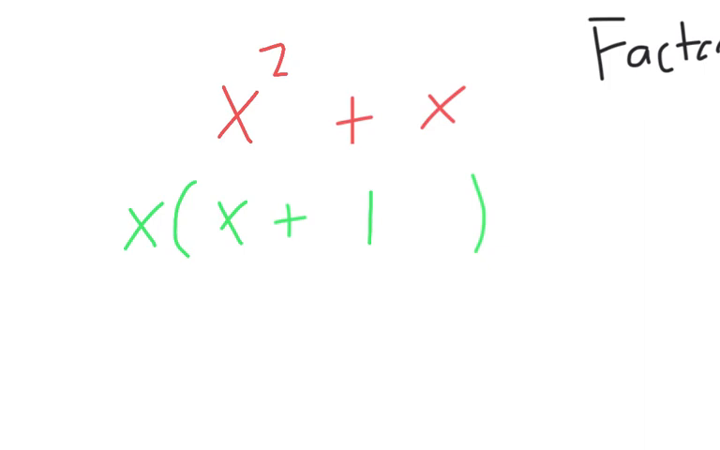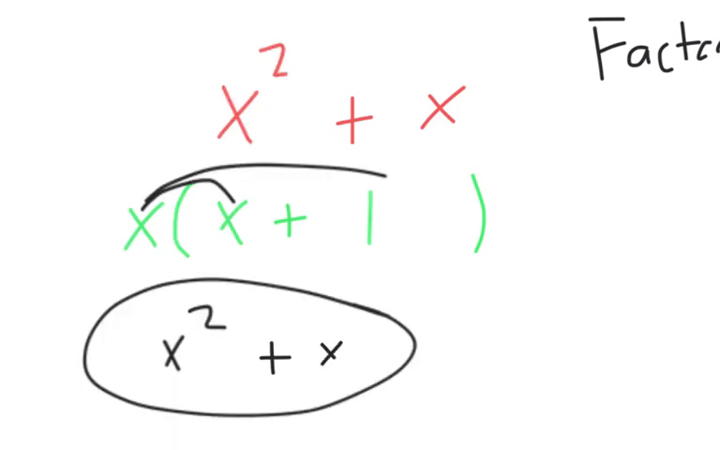And again, how can you always check this work? Well, if I think I factored it correctly, I can always distribute to see if I get back what I started with. What is x times x? X squared. What is x times 1? Positive 1x, or just x. So you see, if I distribute this, I get back what I started with. This is a good way to check your work.